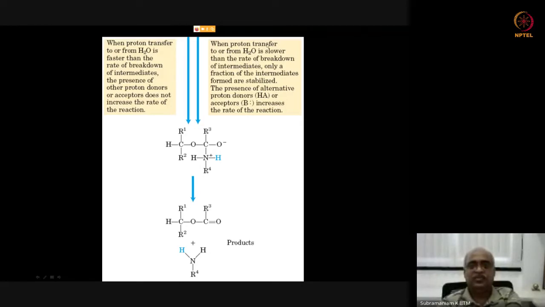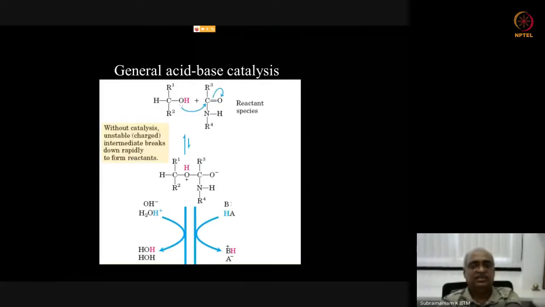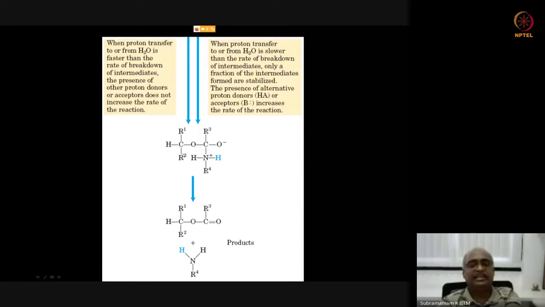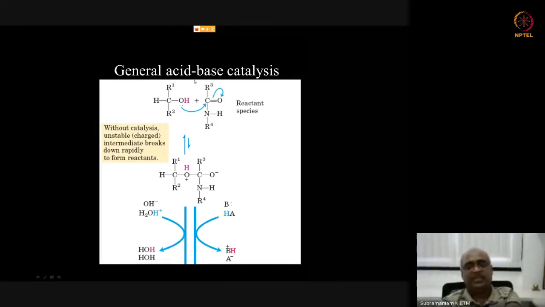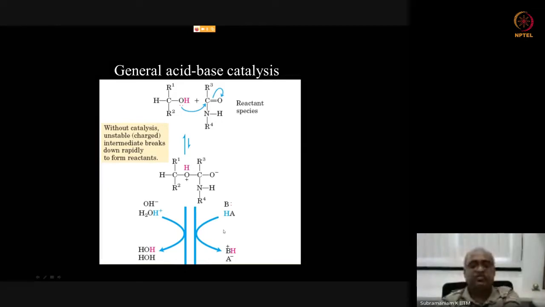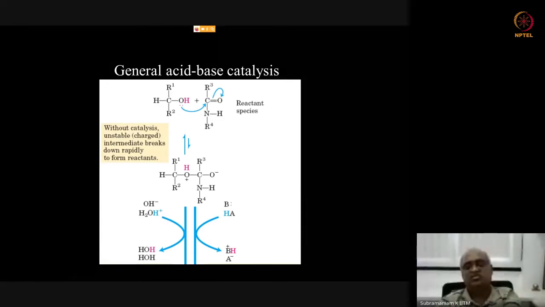But on the other hand, if the proton transfer to or from water is slower than the rate of breakdown, that means this happens a lot faster than the water taking care of this charged intermediate. Then very little gets stabilized in this structure, so they mostly remain like this. Under that circumstance, if you have one more group that can very readily accept or donate a proton faster than the transfer to water, then that helps in the catalysis. When they provide a proton, you call it acid catalysis. When they accept, you call it base catalysis.